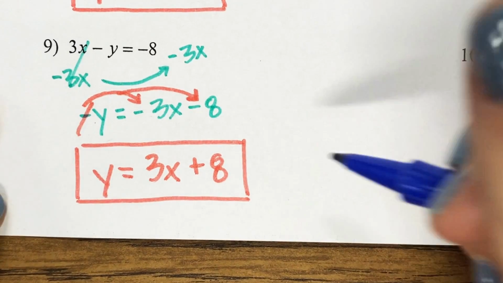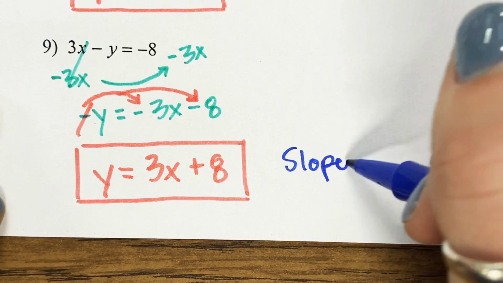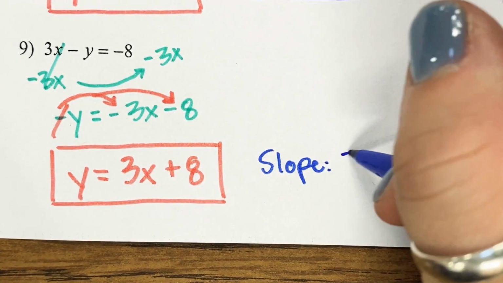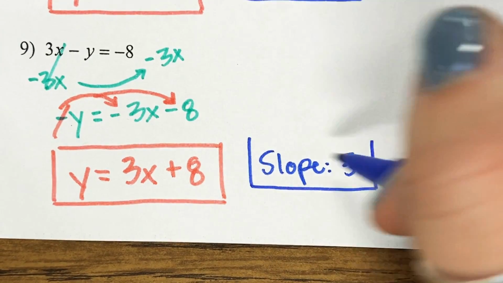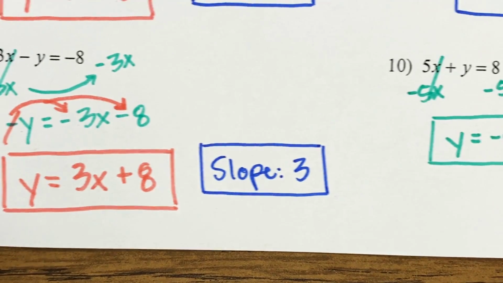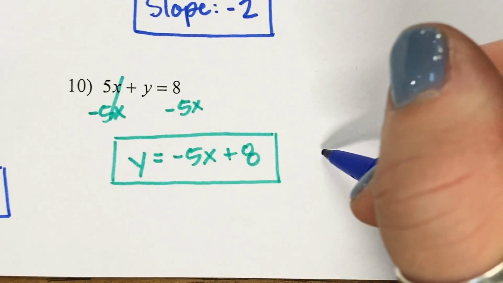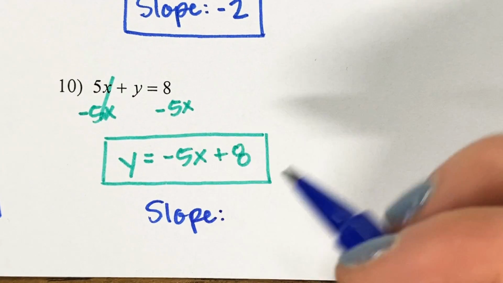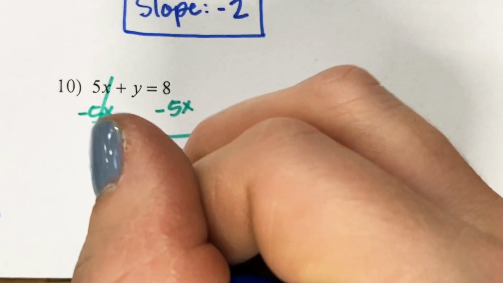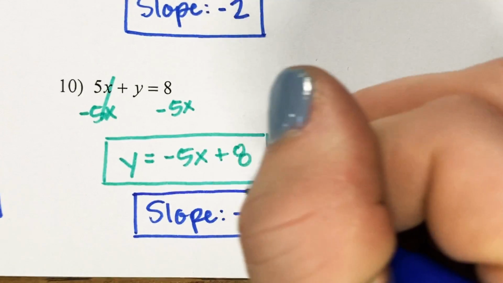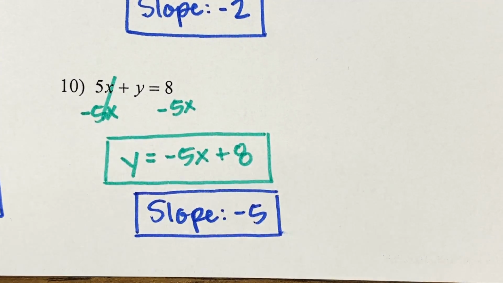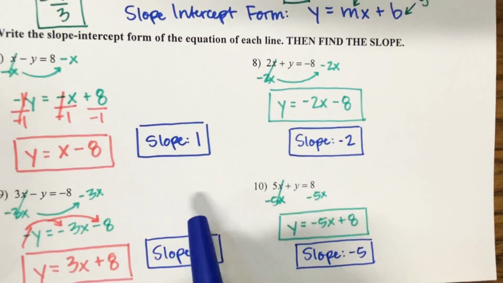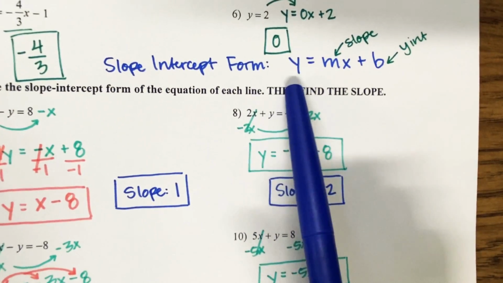Okay, let's look at number 9. What is the number right in front of the x? 3. So our slope is 3. And finally, let's look at number 10. What is our number right in front of the x? Negative 5. Okay, so not only did we rewrite them to put them in slope-intercept form, we actually found the slopes once we were able to rewrite them.